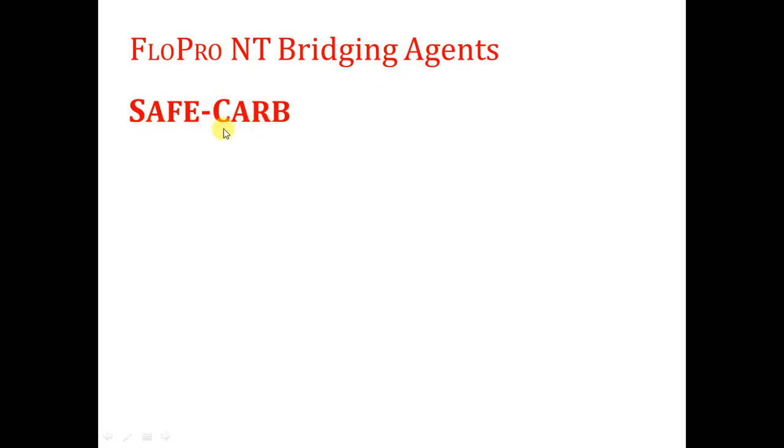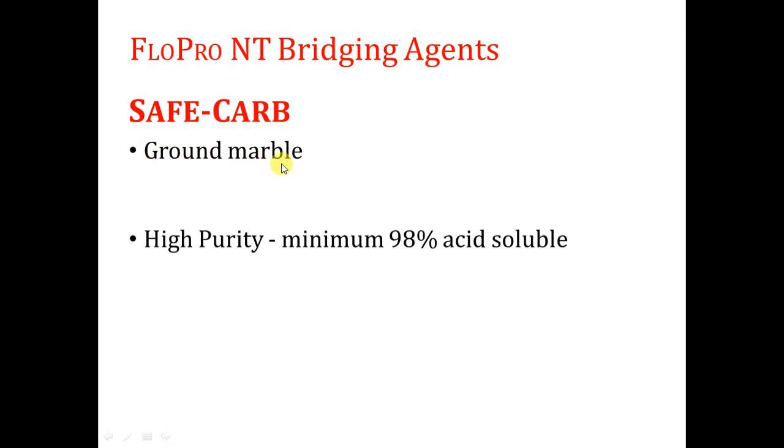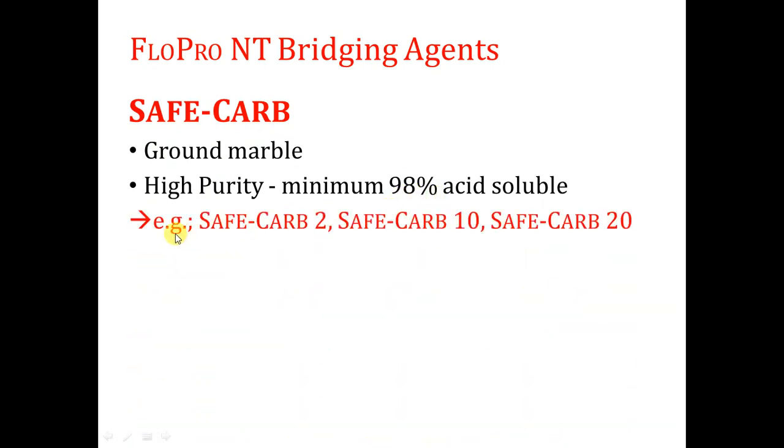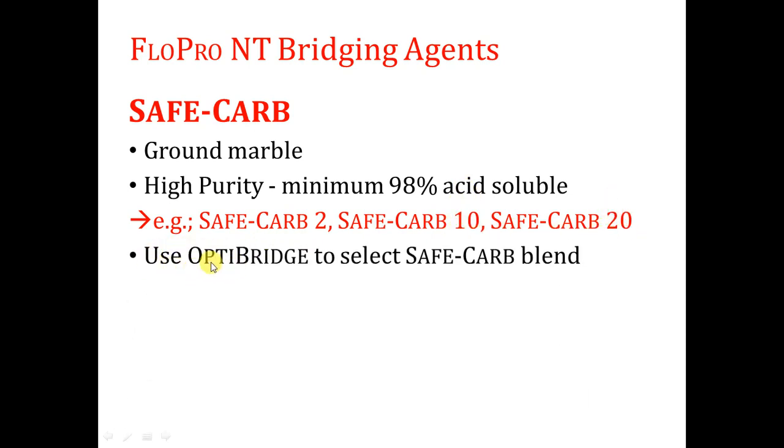So we use, as I told you, safe carb or baracarbonates, which means carbonates. It's ground marble, high purity, minimum 98 acid soluble. For example, the safe carb 2, its size is 2, safe carb 10, and another one is safe carb 20. OptiBridge is a program used to make the PSD, or particle size distribution, to select the safe carb blend or mixture of those different sizes in order to get the optimum particle size distribution.